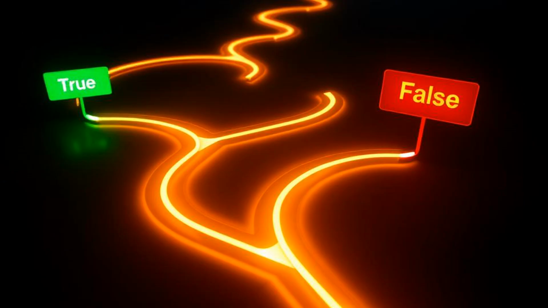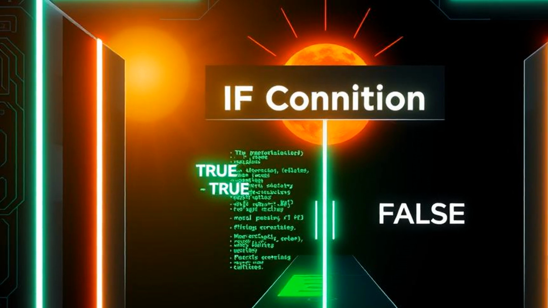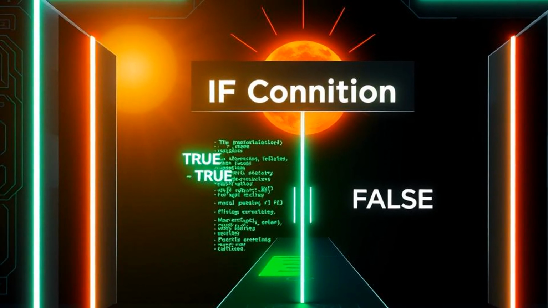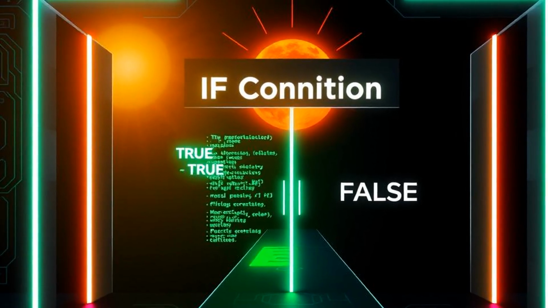Think of a program not as a static set of instructions, but as a dynamic entity that can react to its environment. Just like you make decisions every day, if it's raining, I'll take an umbrella, programs need to make choices. This process of determining which code block to execute based on specific conditions is known as control flow. Without it, our programs would simply run from top to bottom, executing every line regardless of context. This would be incredibly limiting.